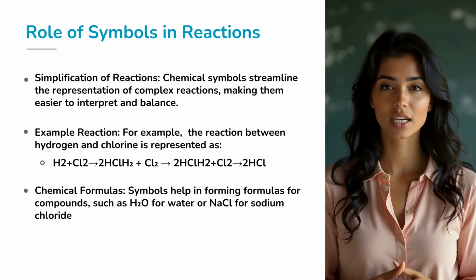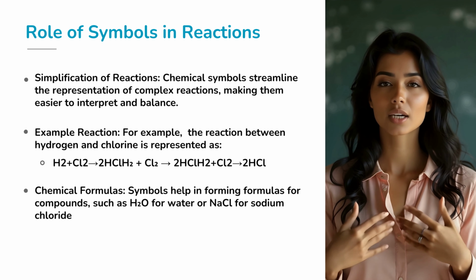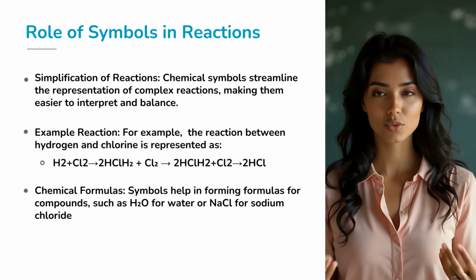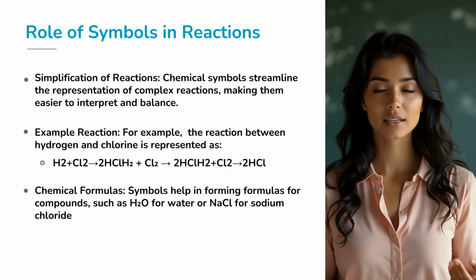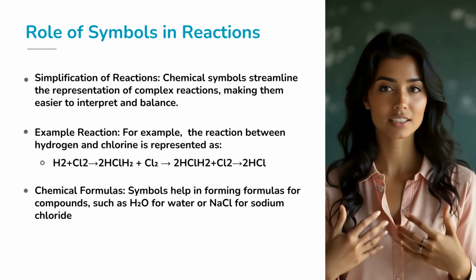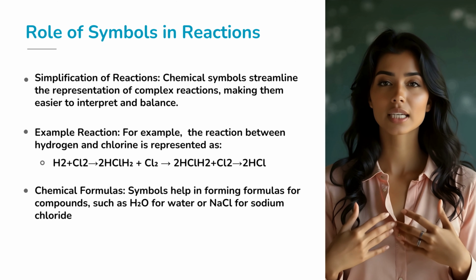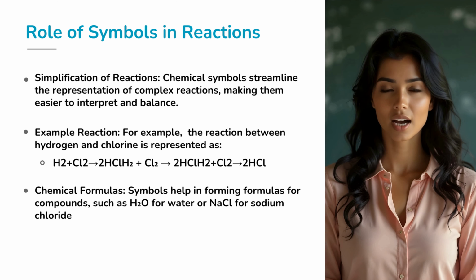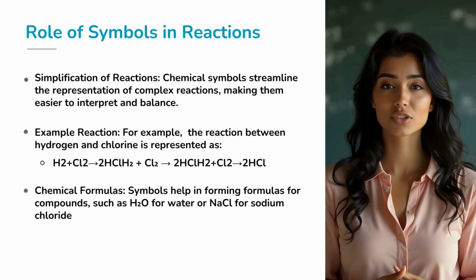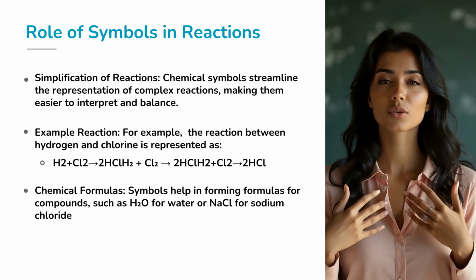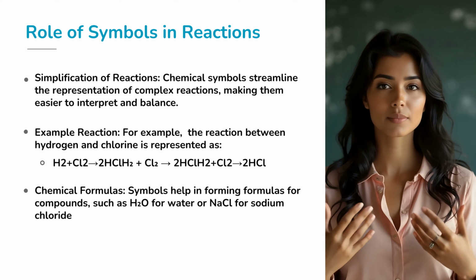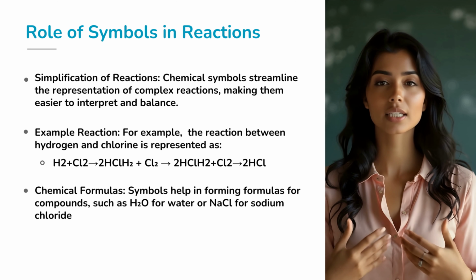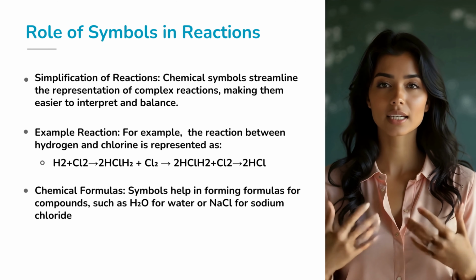Symbols really come into their own when we start discussing chemical reactions. For example, let's consider the reaction between hydrogen gas and chlorine gas, which forms hydrogen chloride gas. In a balanced chemical equation, we write it as hydrogen gas plus chlorine gas gives hydrogen chloride gas, and it is written as H2 plus Cl2 forms 2HCl. By using symbols, this complex process is reduced to just a few letters, making it easier to understand.